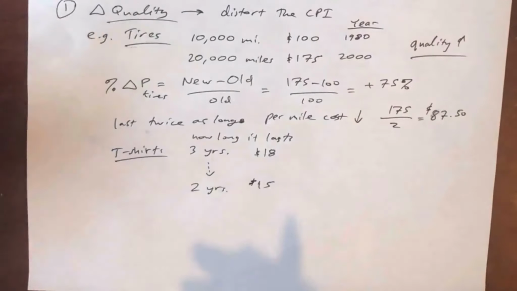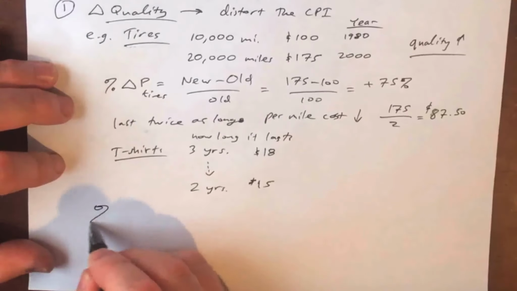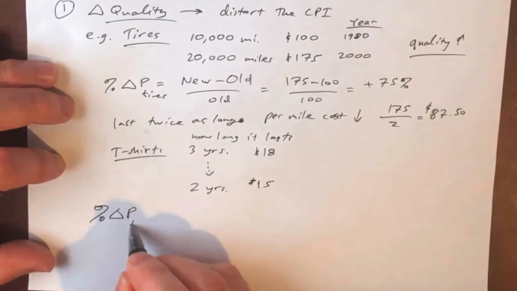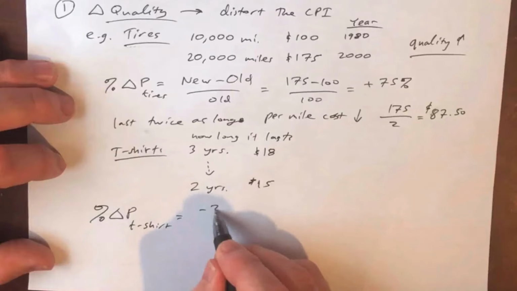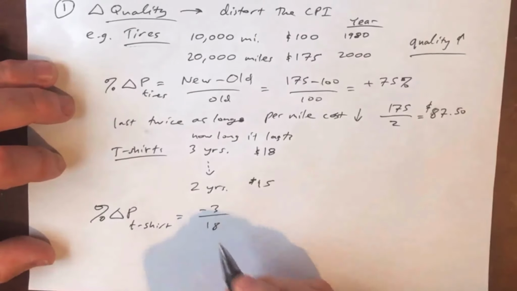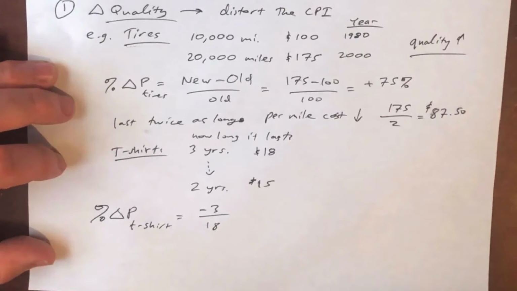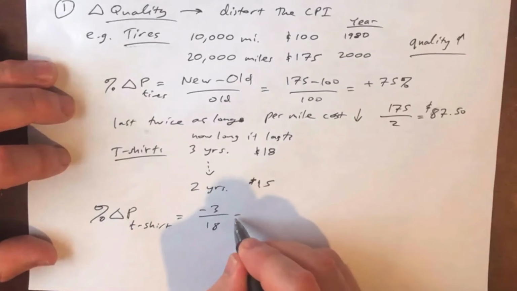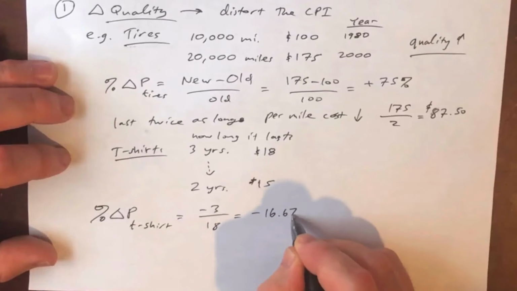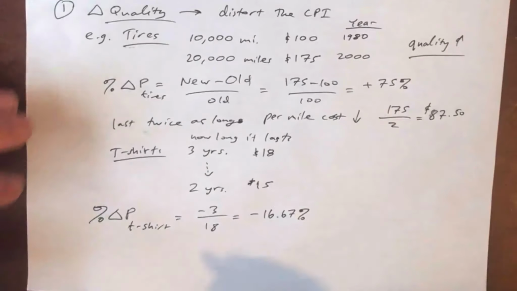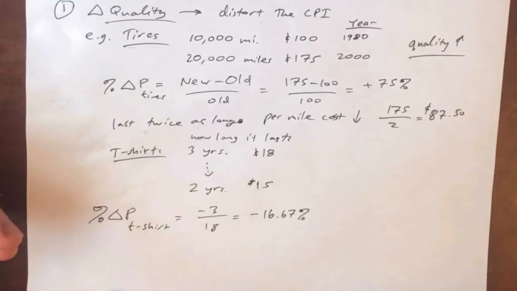right? So, again, in terms of the percentage change in the price of the t-shirt, the new minus the old over the old, this is a decrease, right? It has gone down by $3. Its old price was 18, so this has declined in price by negative 16.67%, all right? So that would look like a falling price, but that's not really what's happening here, right?